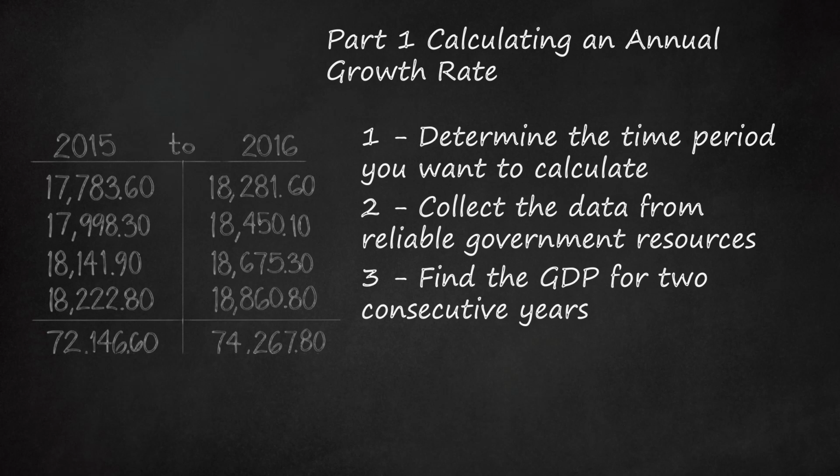2016 GDP equals $18,281.60 plus $18,450.10 plus $18,675.30 plus $18,860.80 equals $74,267.80.